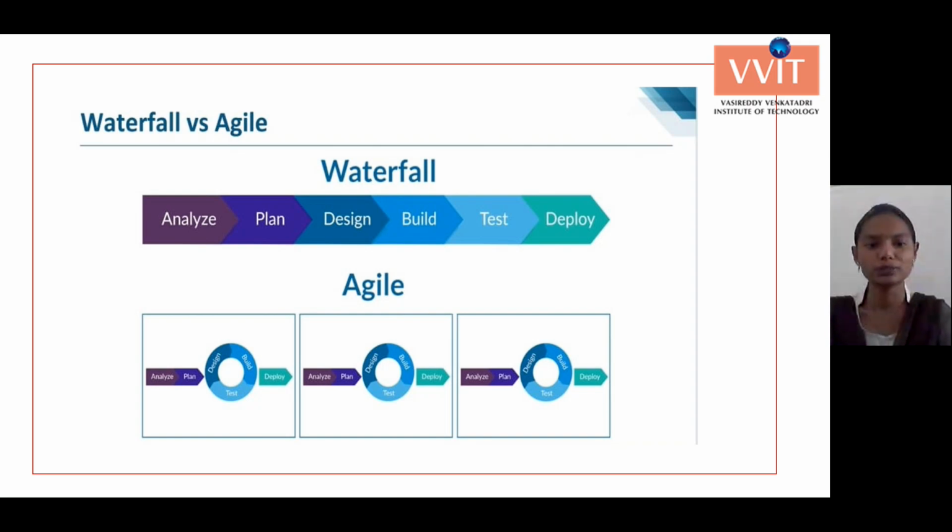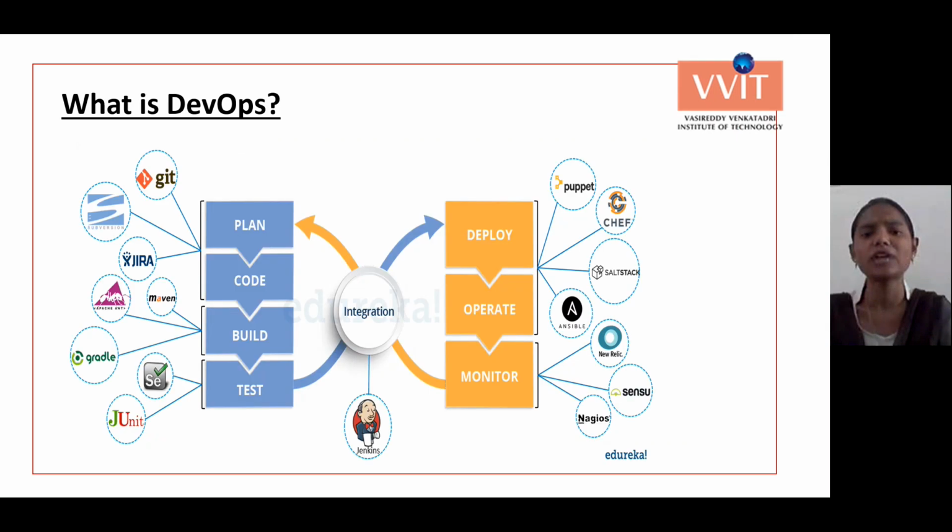Let us see what is DevOps. In DevOps also we have several phases like plan, code, build, test, integrate, deploy, operate, and monitor. DevOps is a practice that allows a single team to manage the entire application development lifecycle, that is development, testing, deployment, and operations. The main goal of DevOps is to shorten the system's development lifecycle. Using both models takes longer time. To shorten that time, we are using DevOps.